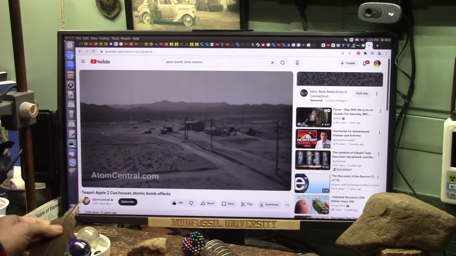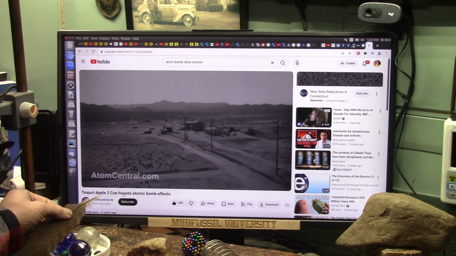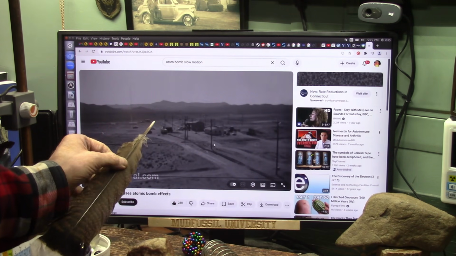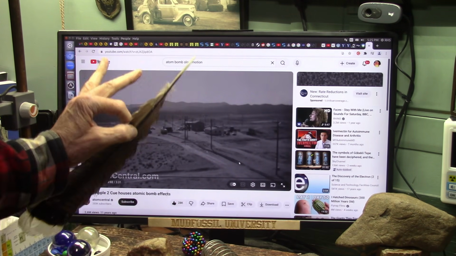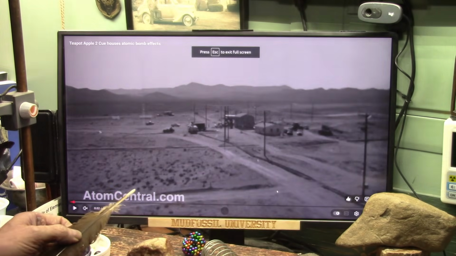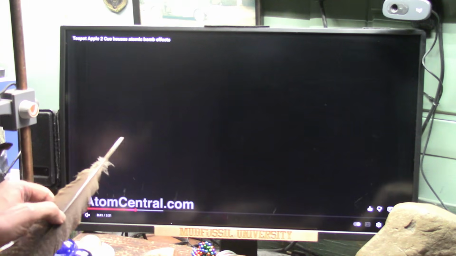Alright, this is atomcentral.com. Teapot Apple II test house, the little test community they had set up here to see what would happen when the atomic bomb went off. Now here's what did happen. They set the bomb off.